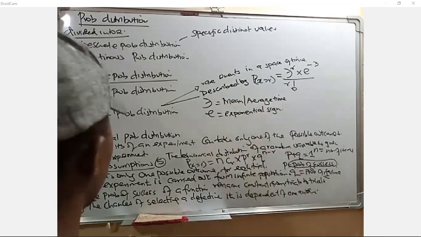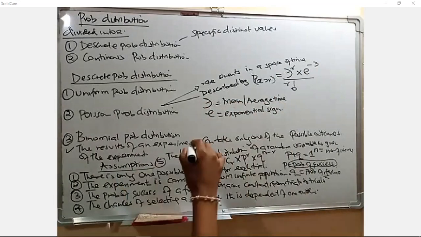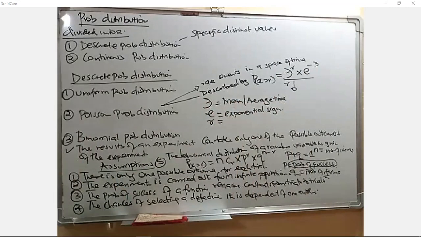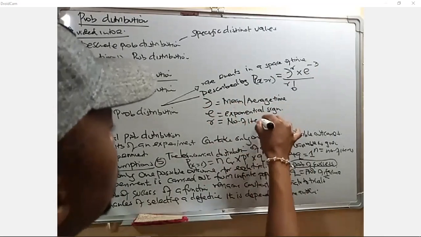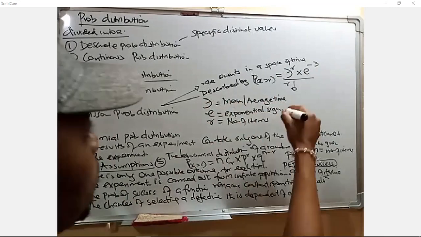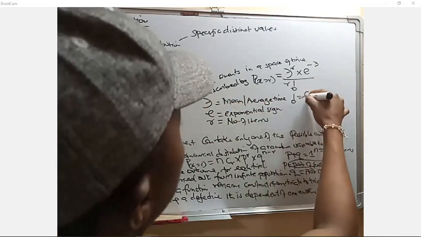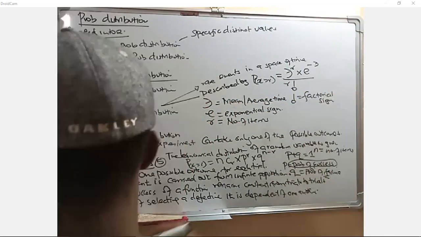It's our exponential sign already found in our calculator. Then we have our R here, which is the number of items. Then we have this one where we are discussing the factorial sign. That is our factorial sign.